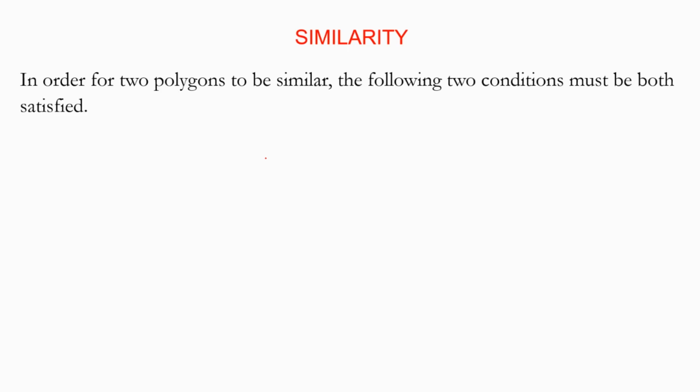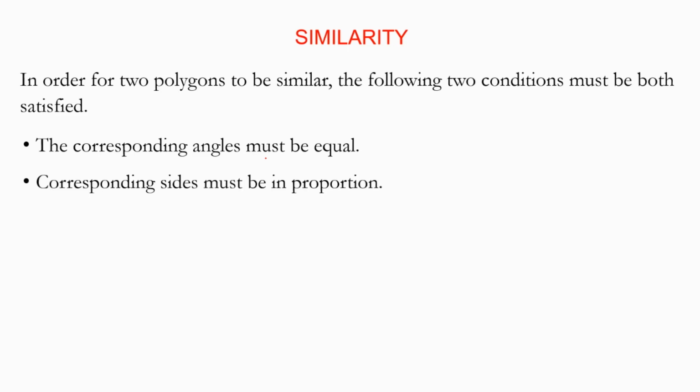In order for two polygons to be similar, the following conditions must be satisfied. The corresponding angles must be equal and the corresponding sides must be in proportion. But what about triangles? Because we're going to be looking at the geometry of triangles. For triangles, it's a bit different. Let me explain this.